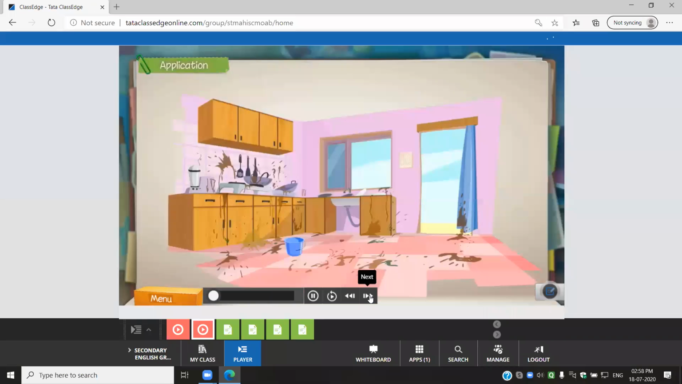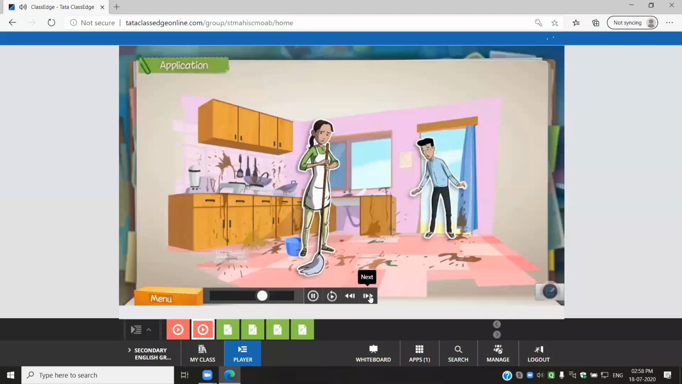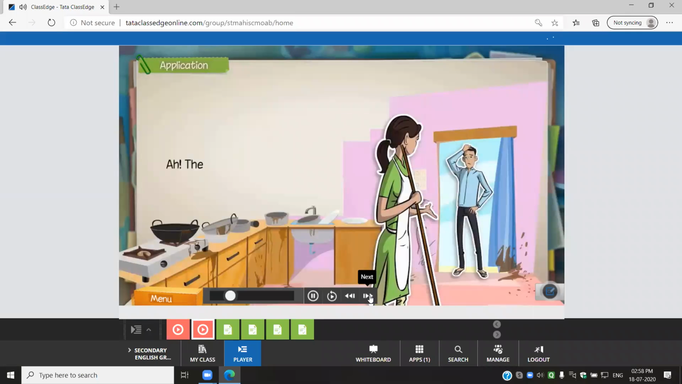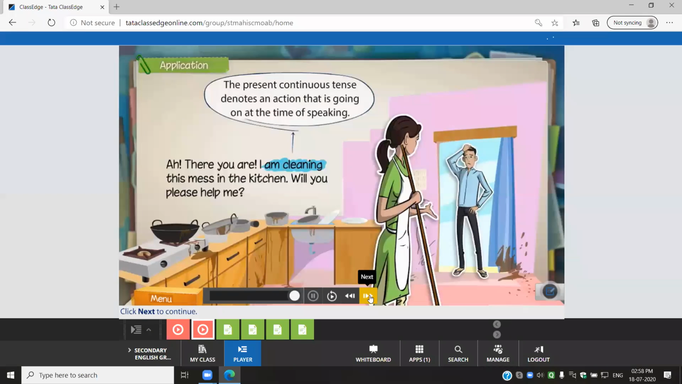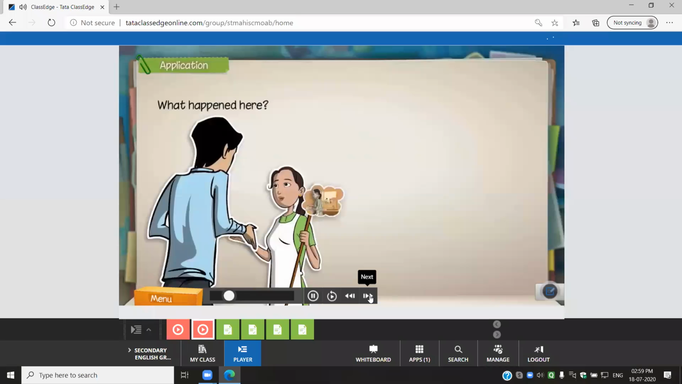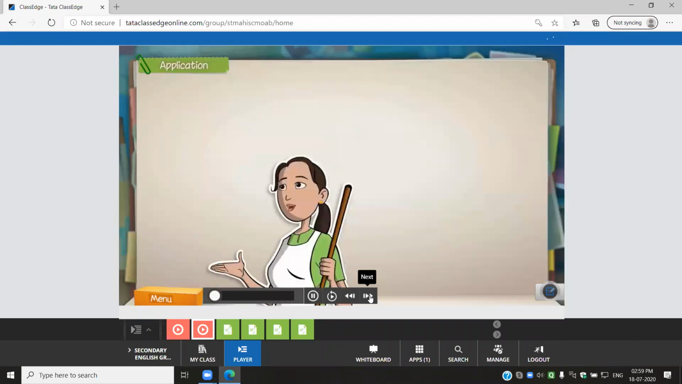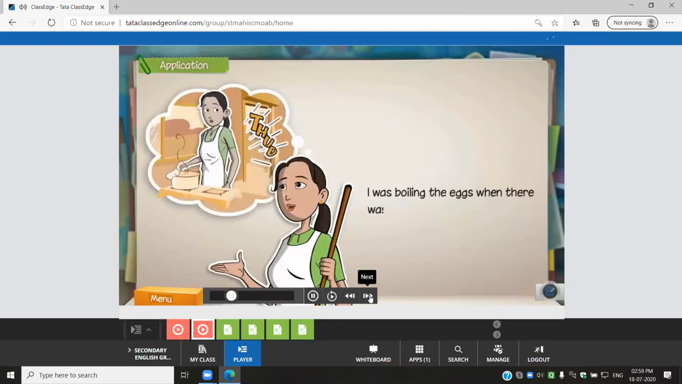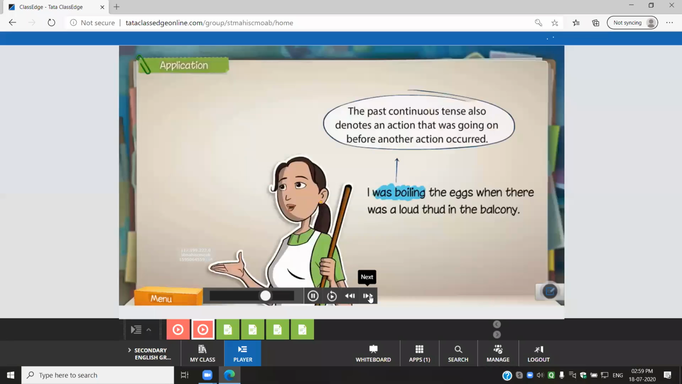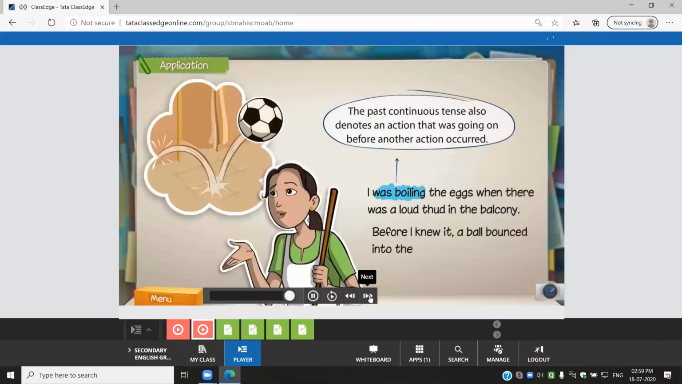Let's see how continuous tenses are used in everyday conversations. There you are. I am cleaning this mess in the kitchen. Will you please help me? What happened here? I was making dinner as usual and the children were playing football outside. I was boiling the eggs when there was a loud thud in the balcony. Before I knew it, a ball bounced into the kitchen.